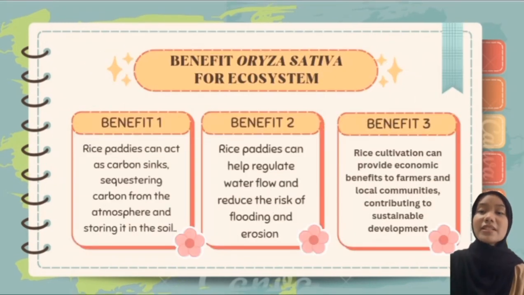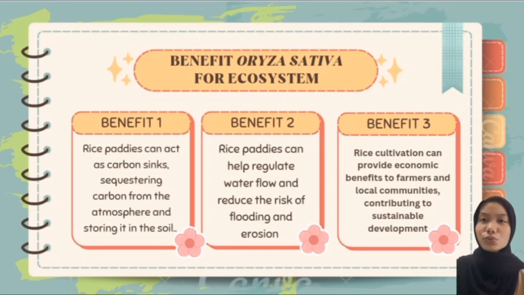Then, the benefits of Oryza sativa for the ecosystem. First benefit, rice paddy can act as a carbon sink, sequestering carbon from the atmosphere and storing it in the soil. Benefit 2, rice paddy can help regulate water flow and reduce the risk of flooding and erosion. Benefit 3, rice cultivation can provide economic benefit to farmers and local communities, contributing to sustainable development.